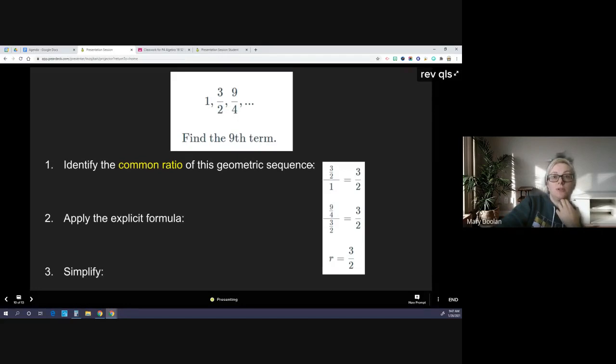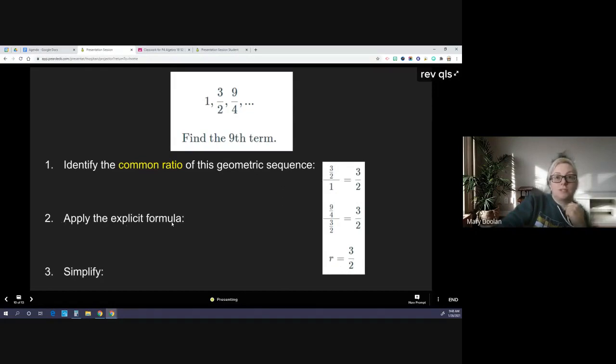Identify the common ratio. We take two consecutive terms and divide. 3/2 divided by 1 is 3/2, because anything divided by 1 is itself. 9/4 divided by 3/2, this is working with dividing fractions. If you don't remember how to divide fractions, you rewrite it as a multiplication problem. So it becomes 9/4 multiplied by the reciprocal of the denominator, 2/3. And then you multiply straight across and simplify. In this case, it turns out to be 3/2 as well. And so we're getting the same ratio. That means it's geometric. The ratio is 3/2.